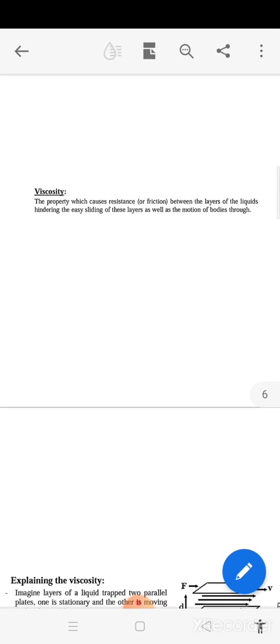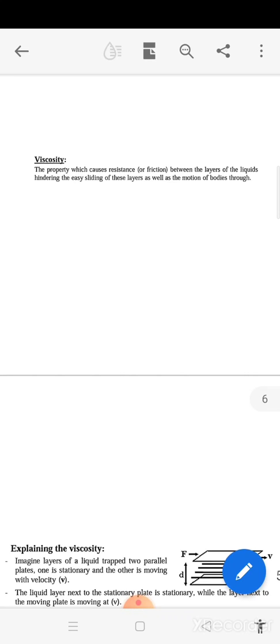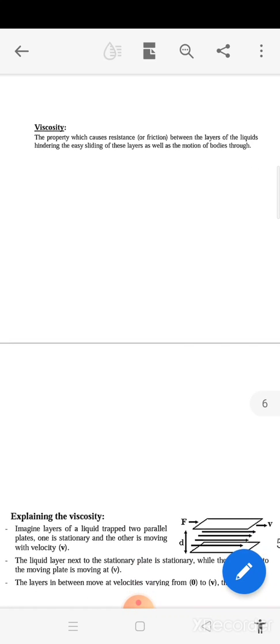Viscosity. You have to know that a liquid has viscosity, which is the property of resistance or friction. If you're talking about viscosity, think of the example of honey and water. Honey is very viscous, but water is less viscous than honey. Water is more viscous than oil. So viscosity is the property of resistance of the liquid between layers.